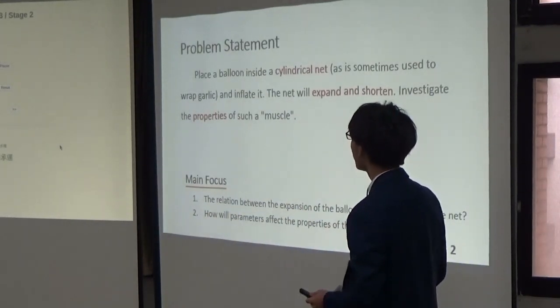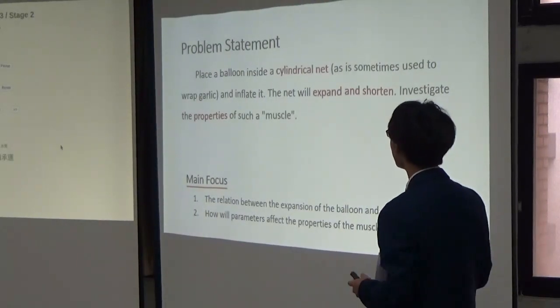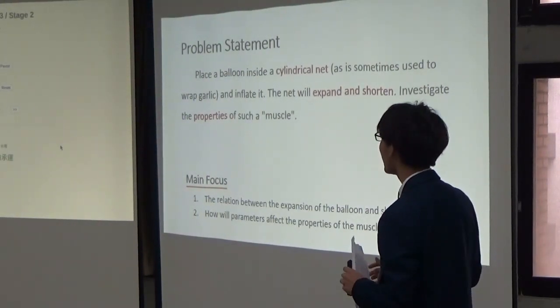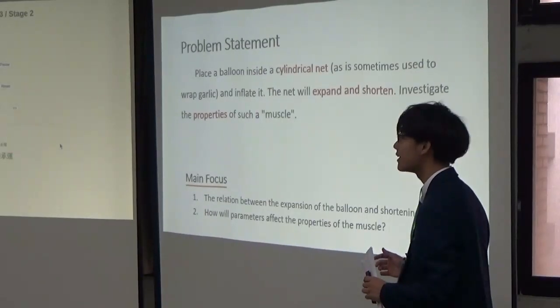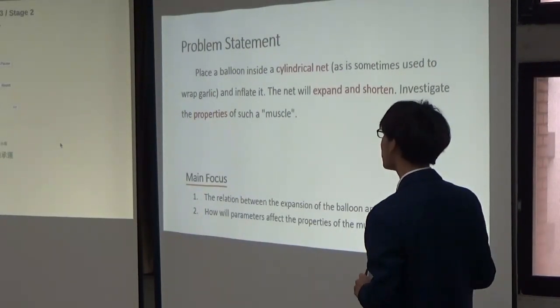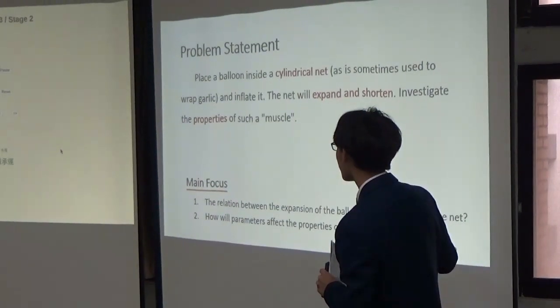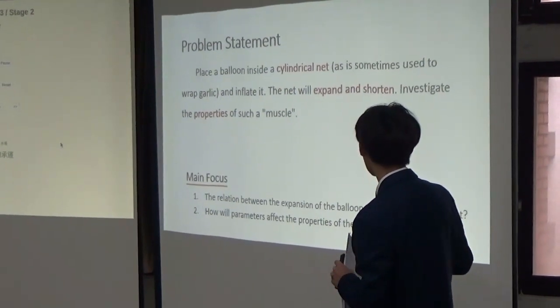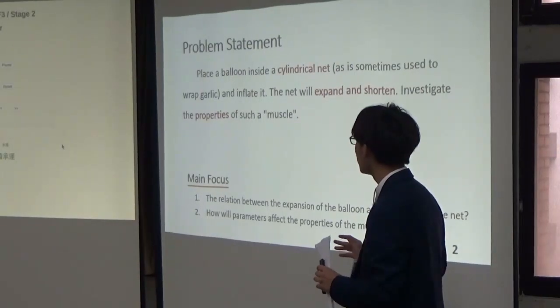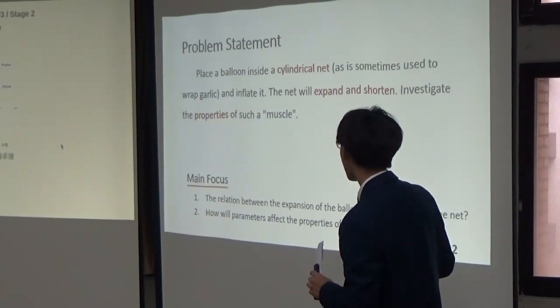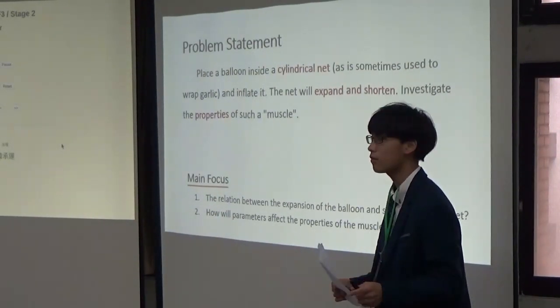The problem statement reads, attach a balloon inside a cylindrical net, as is sometimes used to wrap garlic, and inflate it. The net will expand and shorten. Investigate the properties of such a muscle. Today, we'll be mainly focusing on the relation between the expansion of the balloon and shortening of the net. And for the second one, how will parameters affect the properties of the muscle?